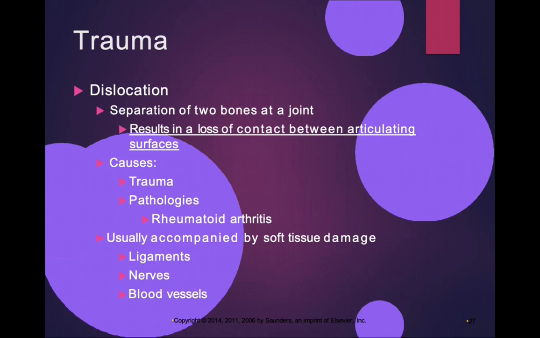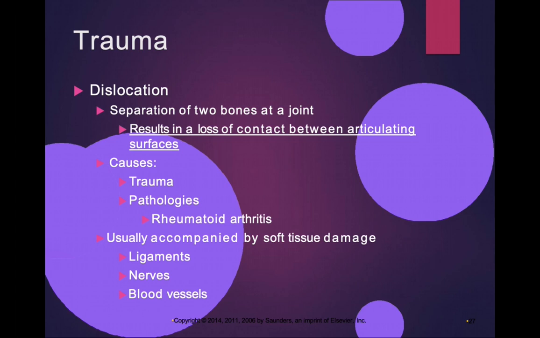surfaces. And this can be from trauma, for sure, or just other pathologies such as rheumatoid arthritis, which is not to be mistaken for osteoarthritis, which is the same as degenerative joint disease. Rheumatoid arthritis is more systemic. It can affect multiple joints, whereas degenerative joint disease, aka osteoarthritis, focuses in on just one particular joint.